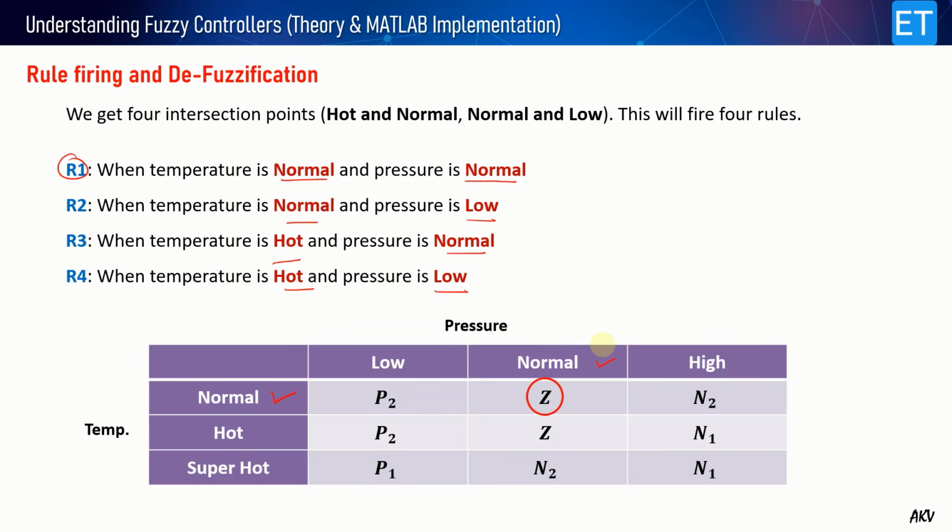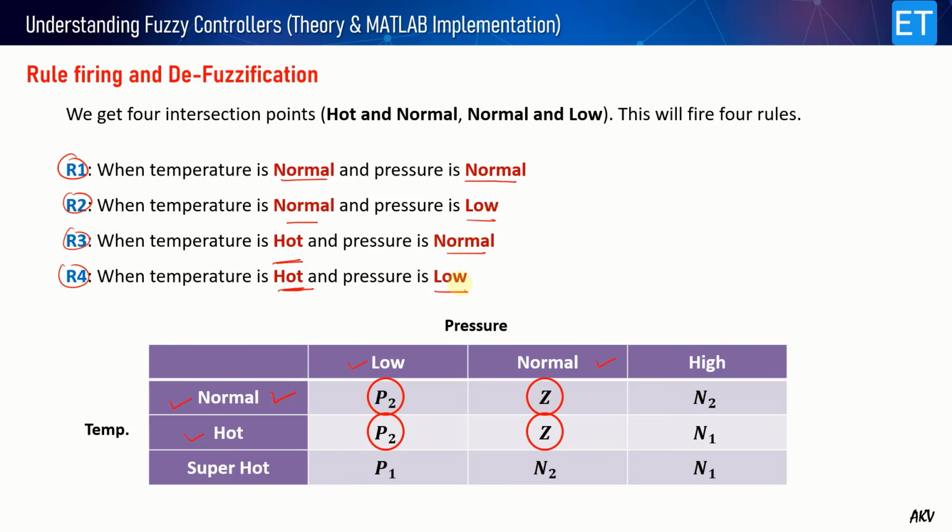That means output is Z. Do nothing with the valve. For R2, when temperature is normal and pressure is low, obviously P2 is fired. Rule 3, when temperature is hot and pressure is normal, then this is the rule. Rule 4, when temperature is hot and pressure is low, then this is the rule P2. So we have these 4 rules that will be fired for this combination of the temperature and pressure input.